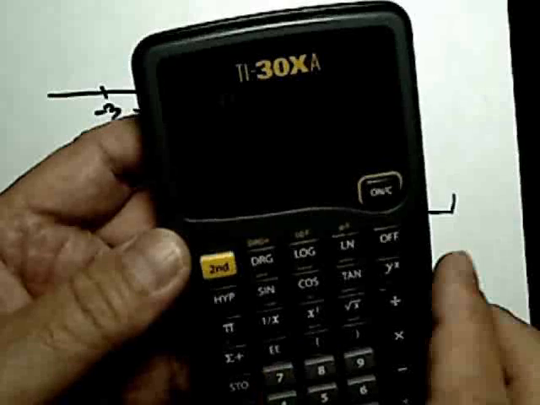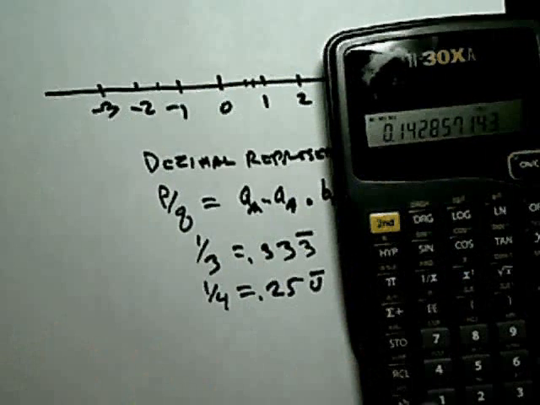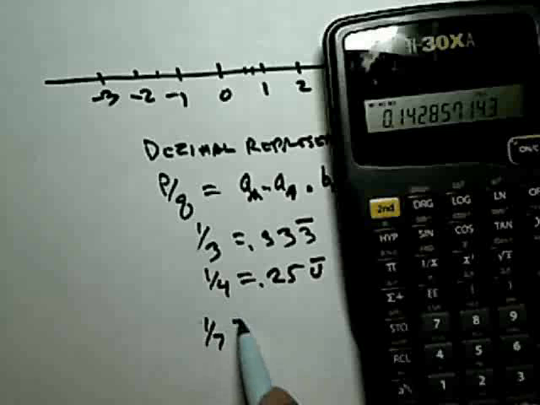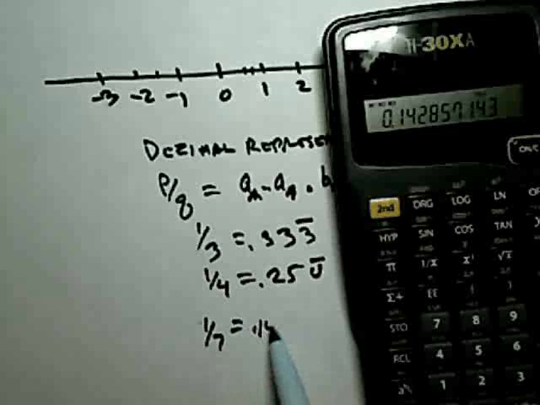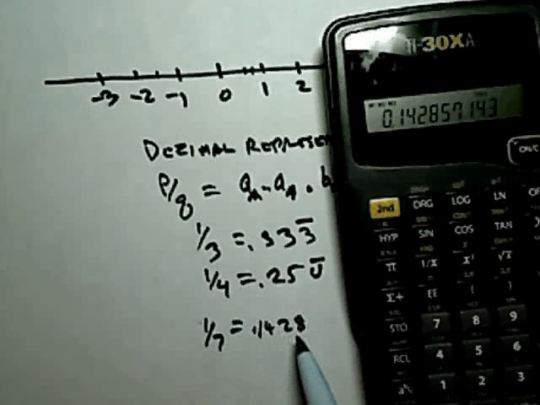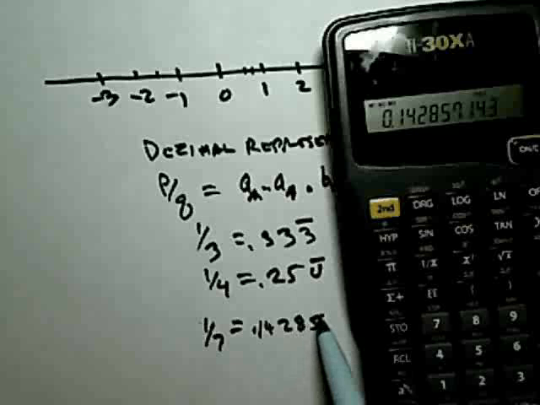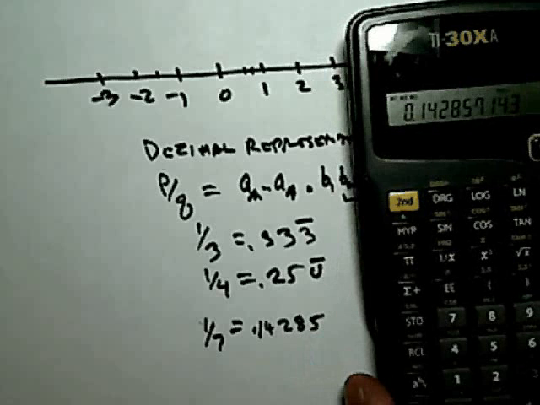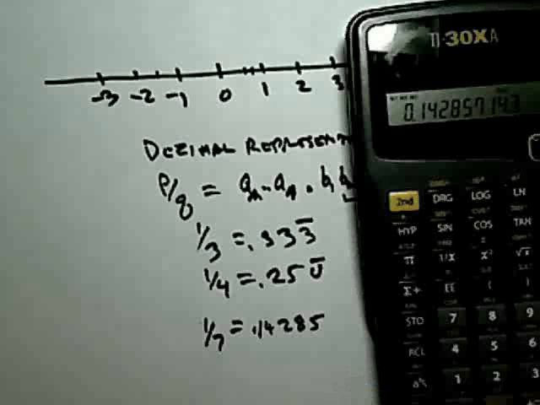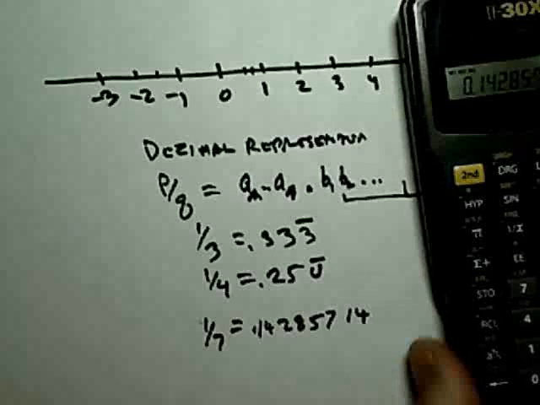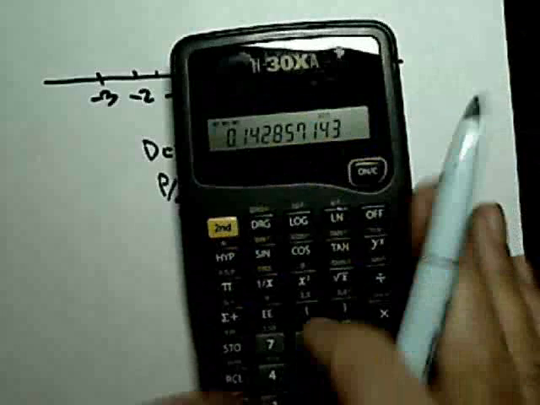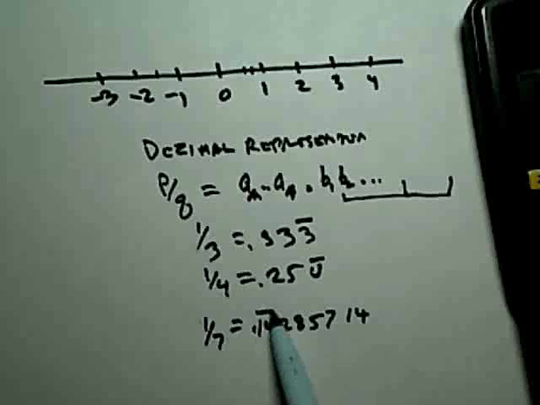And there we get, now this is interesting. 7 finally is the first one that's kind of interesting: 0.142857, and then it starts over: 1 4, and then they rounded off in the calculator to 3 because that's where it stopped. But these 6 numbers here repeat forever.